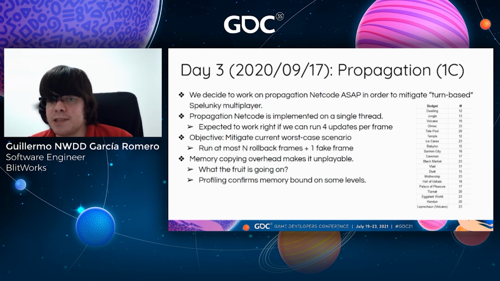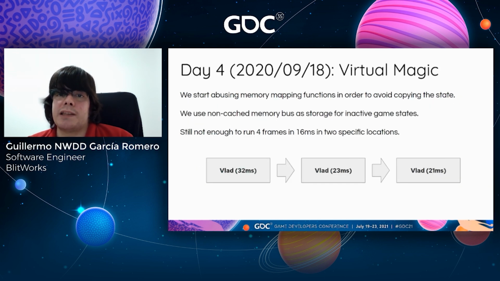The main objective was fixing the turn-based Spelunky issue, but it turns out the additional memory copying kept it unplayable. After profiling the cost for running 4 updates per frame, with the copies required to replace the state for each simulation, we found out that some levels, such as Abzu or Olmec, were clocking at over 30 milliseconds per frame. So at this point, we were pretty exhausted. We were thinking, whoa, this is bad.